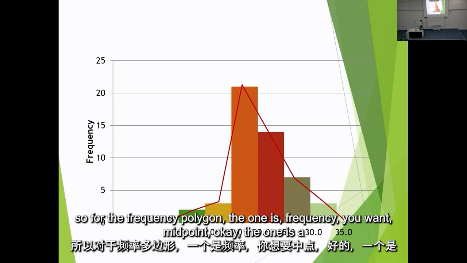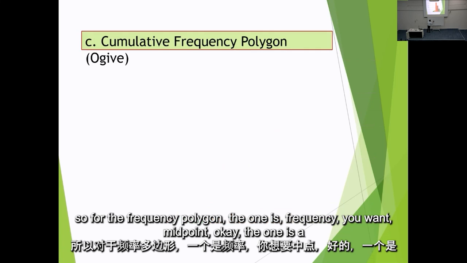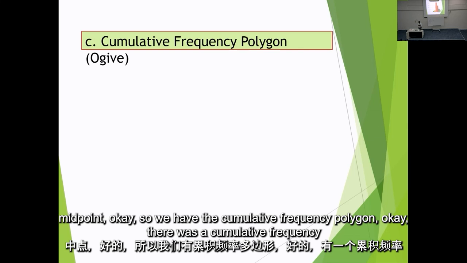Alright, so for the frequency polygon, the one is frequency, the one is a midpoint.